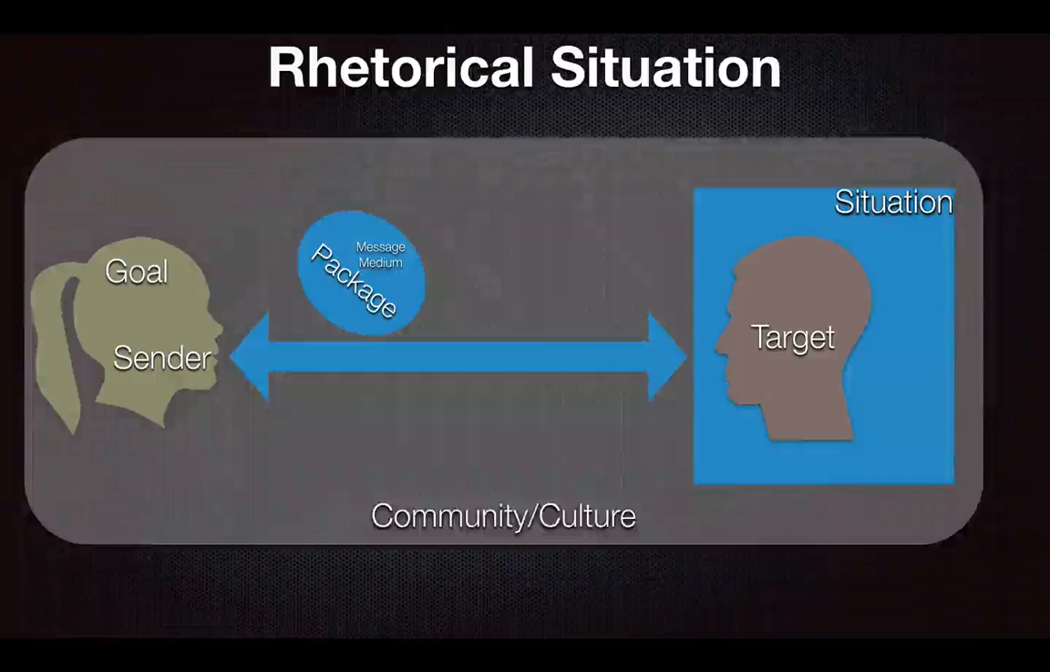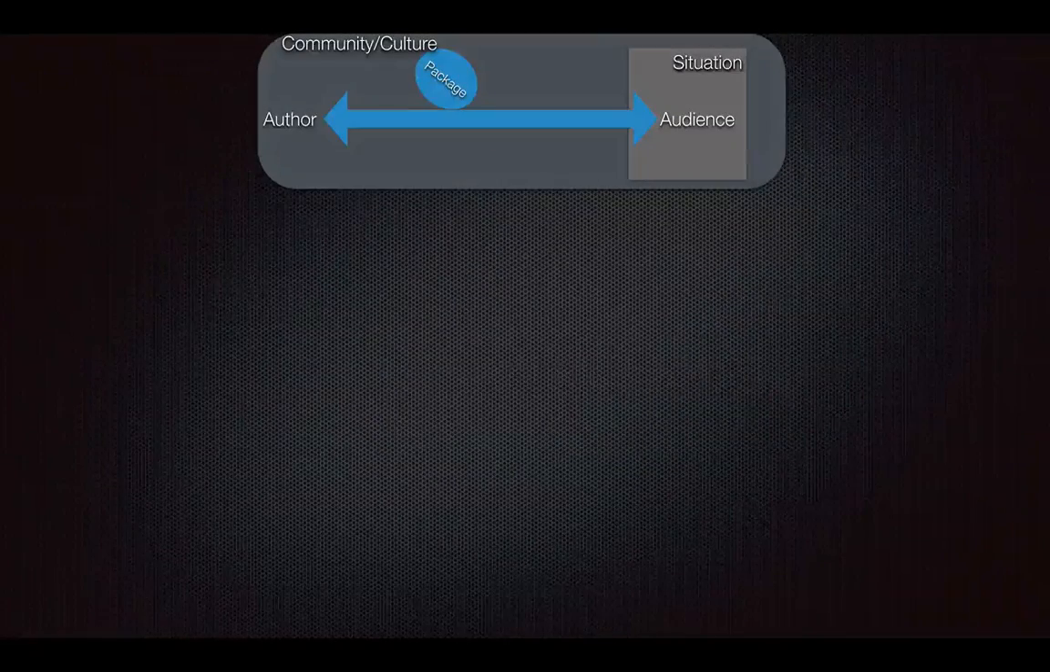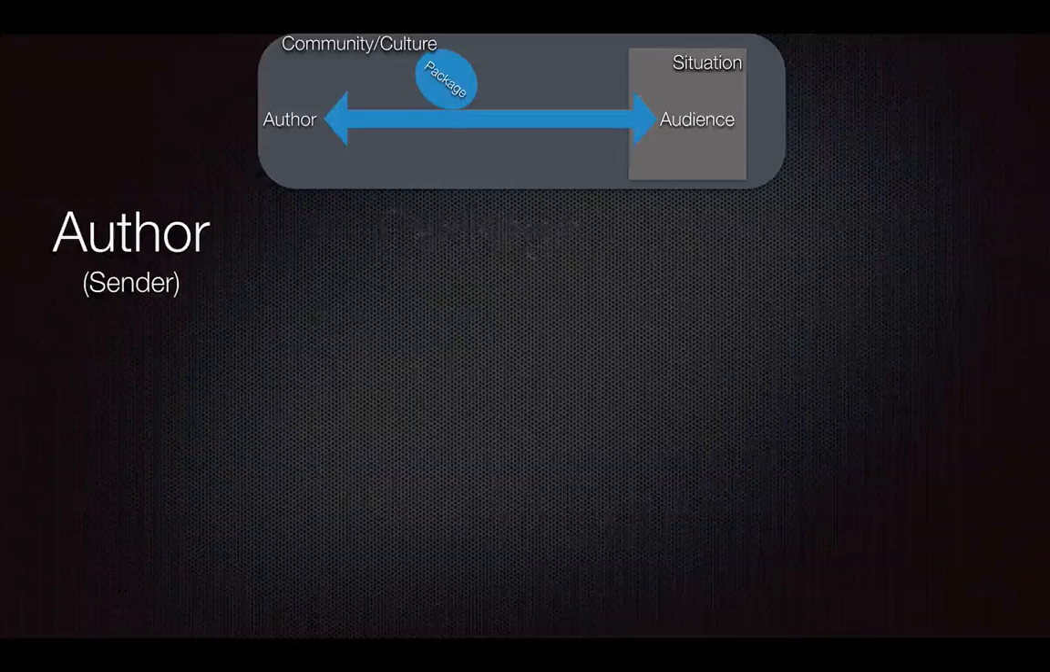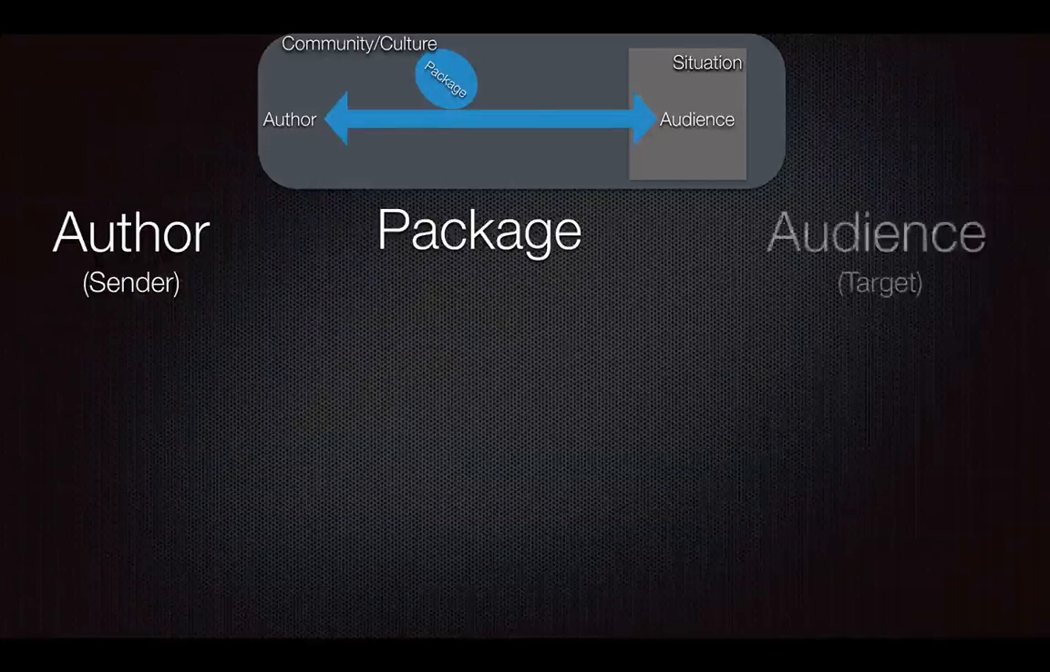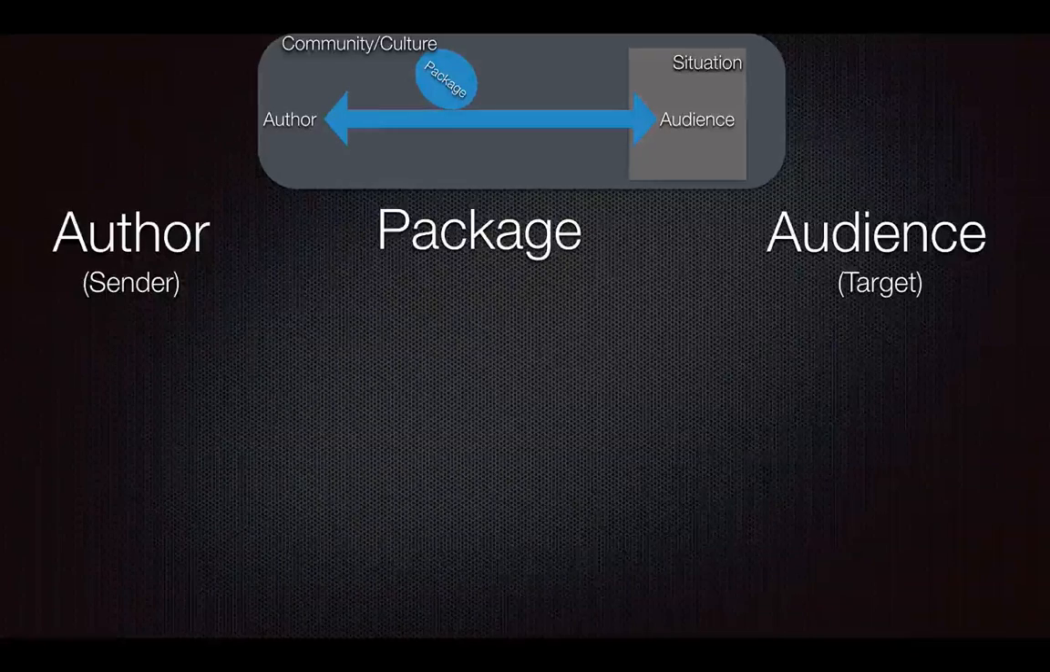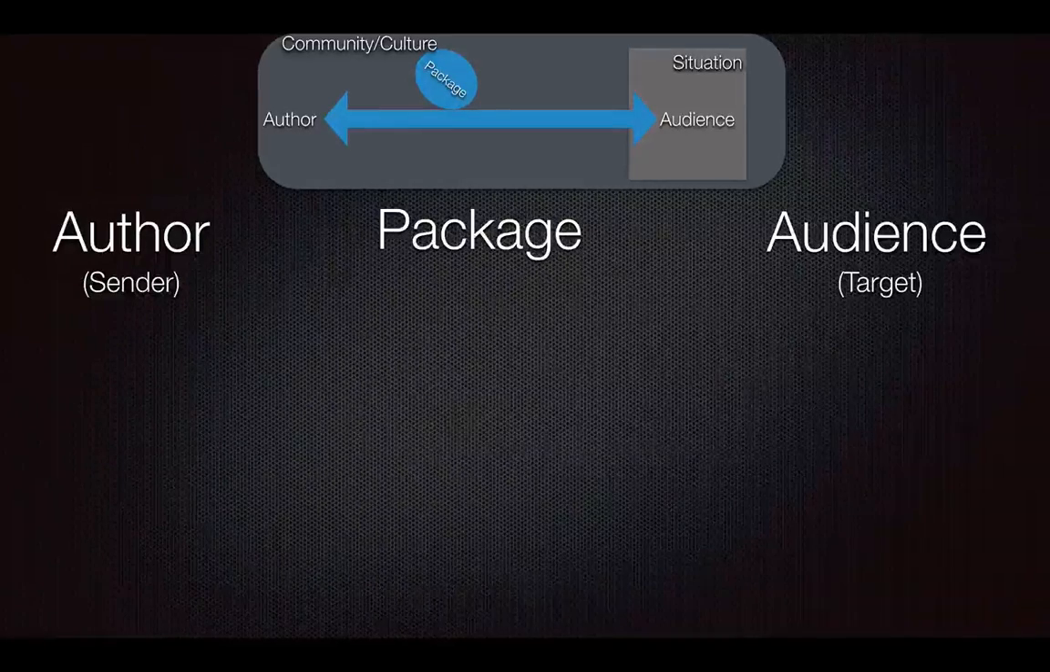One of the things that hasn't quite been talked about yet is the community or the culture that this entire conversation takes place in. None of these things happen in a vacuum, and you have to first consider where you are and what's going on in order to deliver effective messages. So in our new image here, you can see that I've substituted the author for the sender and the audience for the target. And these terms are a bit more broad and much more appropriate for our conversations.